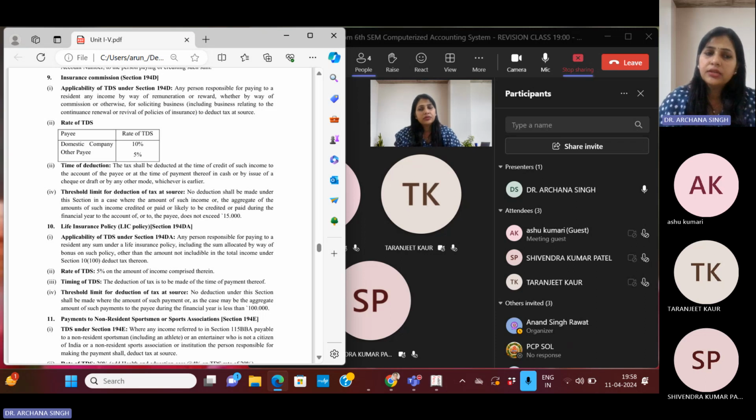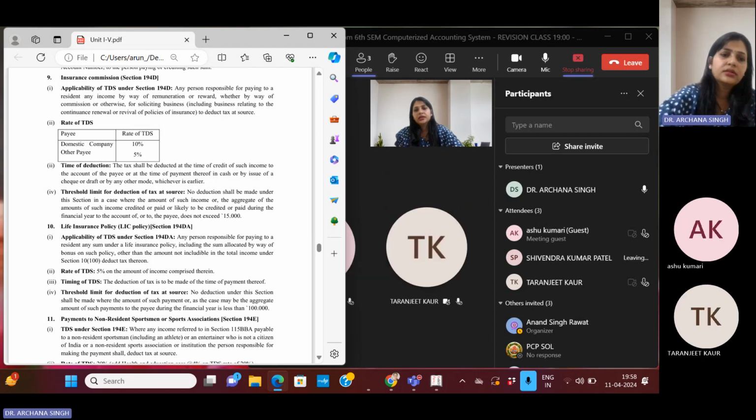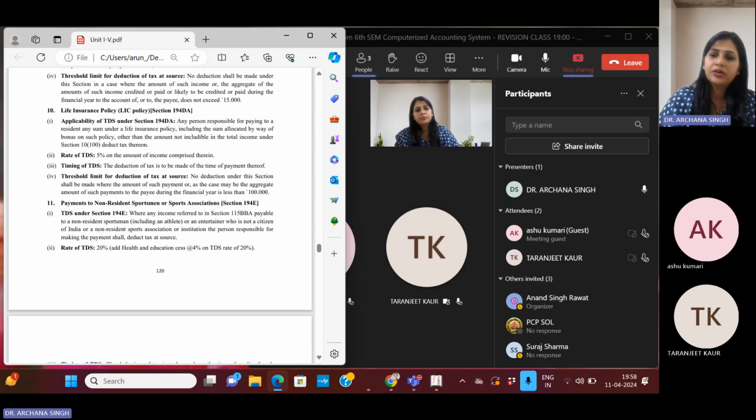Then what is the threshold limit for deduction of TDS? So no deduction shall be made under this section where such income, or the aggregate of such amounts of income, credited or paid or likely to be credited or paid during the financial year to the payee does not exceed rupees 15,000. Okay, rupees 15,000. Then next is life insurance policy, LIC, that comes under section 194DA.